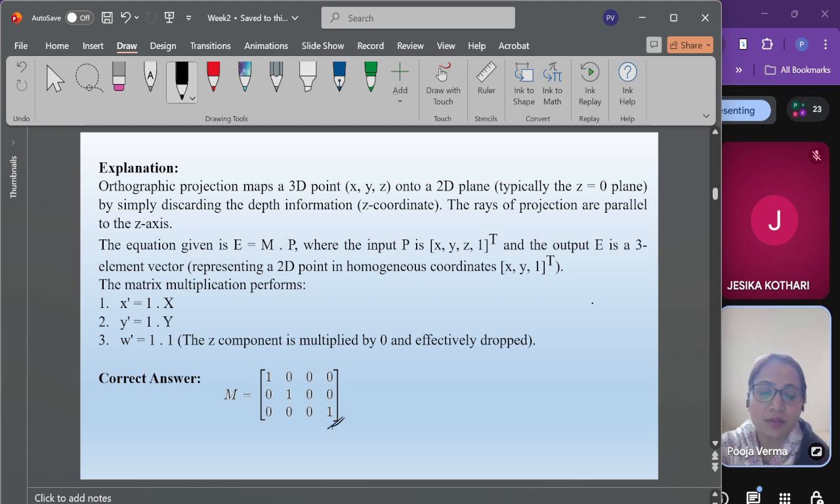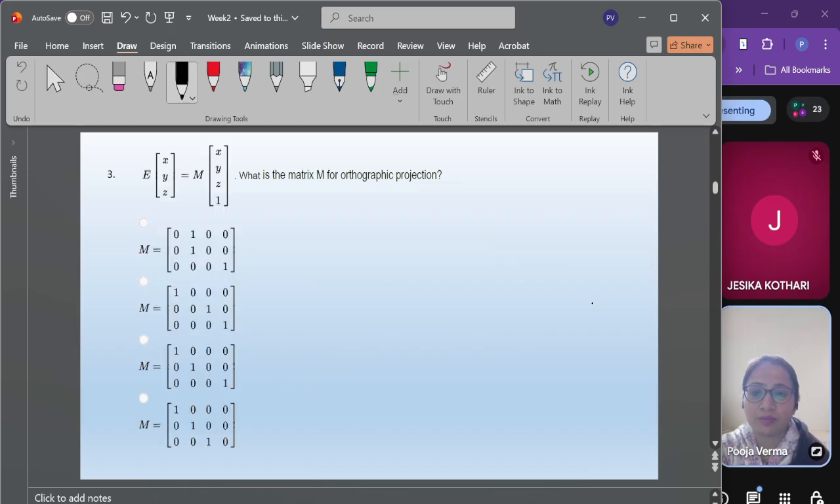So the correct answer, if you are getting it for orthographic projection, is this one. This matrix 1 0 0 0, 0 1 0 0, 0 0 0 1. So yeah, option C is the correct answer for this question. This is the orthographic projection for this equation.